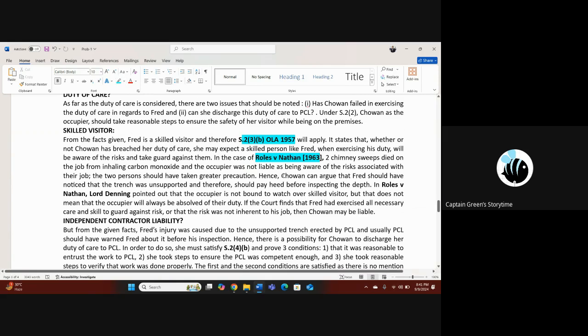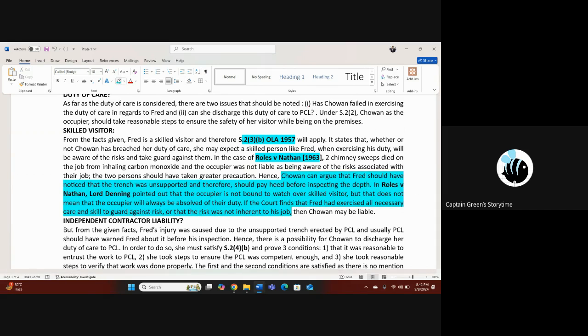Then Chauhan can also argue that Fred should have noticed the trench was unsupported and therefore should have paid heed before inspecting the depth. In Roles versus Nathan, Lord Denning pointed out that an occupier is not bound to watch over a skilled visitor, but that does not mean that the occupier will be absolved of their duty. If the court finds that Fred had exercised all necessary care and skill to guard against risk, then Chauhan will not be liable. However, here Chauhan did not make any guard against the risk, thus he would be liable.